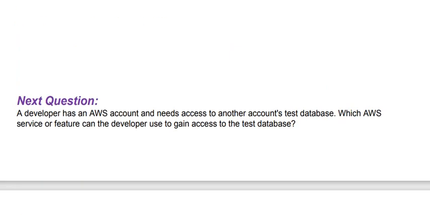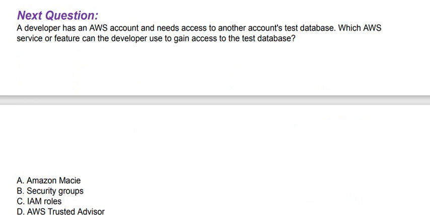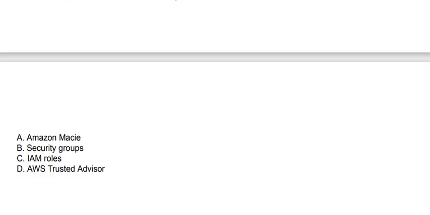Next question is, a developer has an AWS account and needs access to another account's test database. Which AWS service or feature can the developer use to gain access to the test database? Option A, Amazon Macie. Option B, security groups. Option C, IAM roles. And option D, AWS Trusted Advisor. The correct answer is option C.